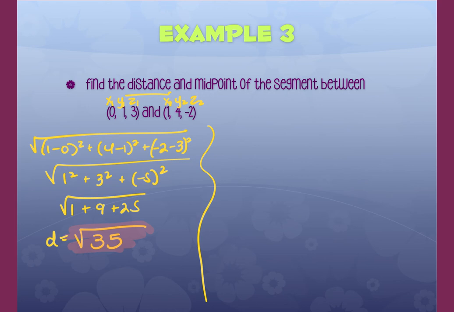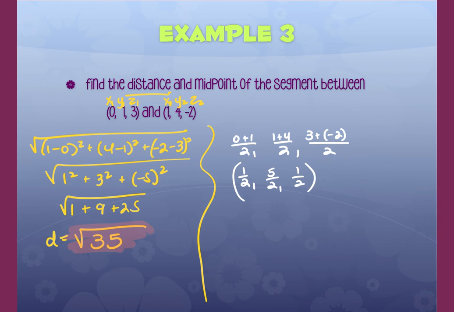The midpoint, I'm going to add the 2 x's, divide by 2, add the 2 y's, divide by 2, add the 2 z's, divide by 2. So I get 1 half, I get 5 halves, and I get 1 half. Again, with fractions, you want to simplify them. You don't need to turn these into mixed numbers. You can leave them like that. Easy stuff, right? You're literally just adding on another variable.